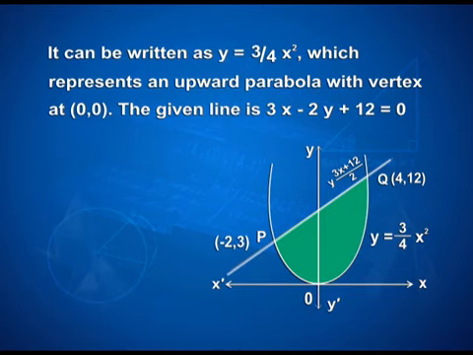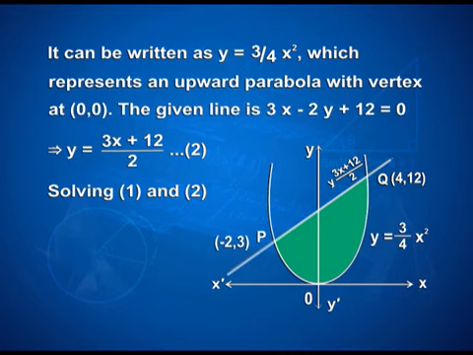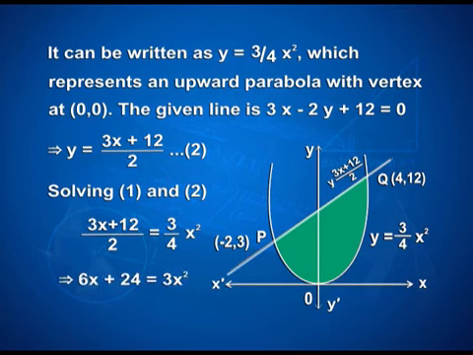The given line is 3x minus 2y plus 12 is equal to 0. Therefore, y is equal to (3x plus 12) upon 2. Take this as the second equation. On solving equation 1 and equation 2, we get (3x plus 12) upon 2 is equal to 3 upon 4 x square. That implies 6x plus 24 is equal to 3x square.